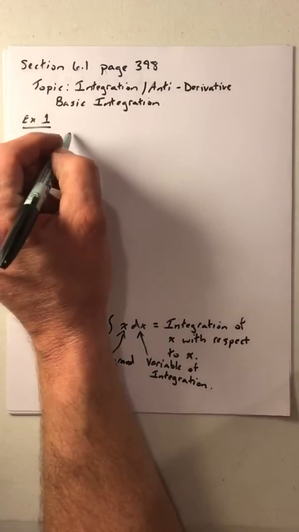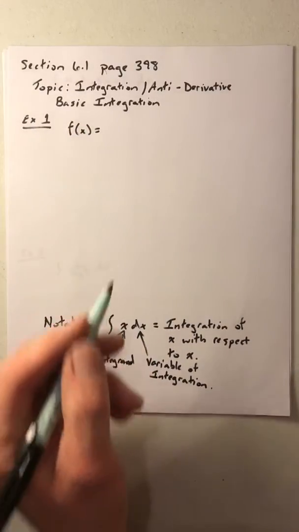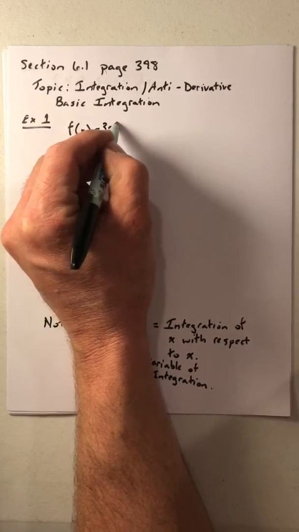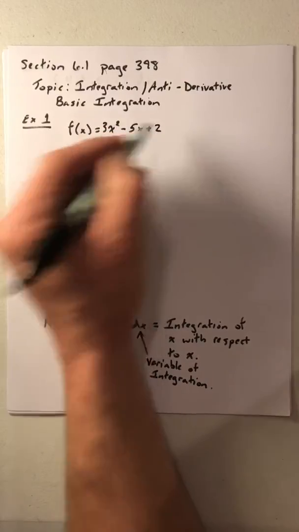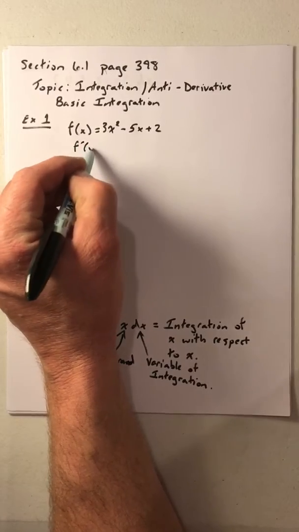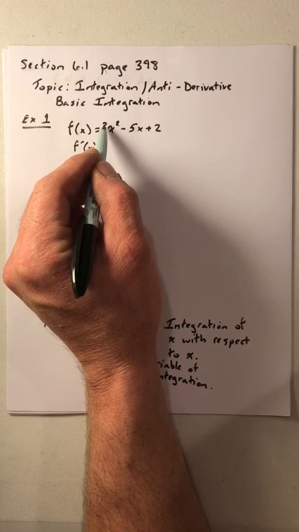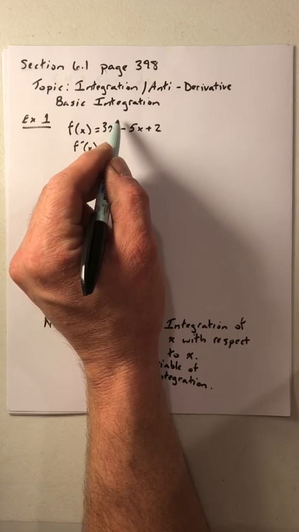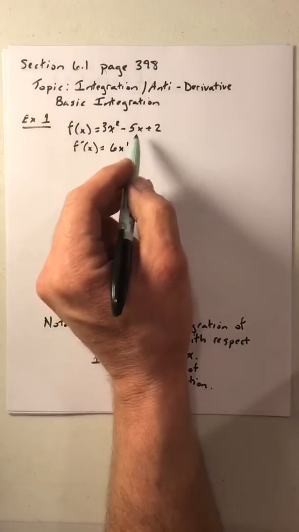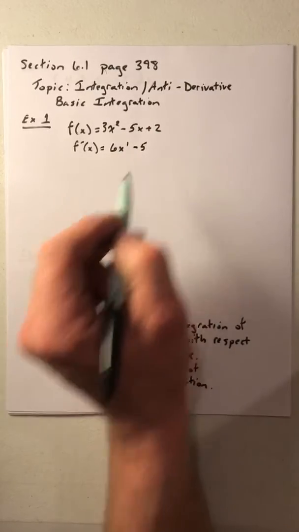Before we begin, I'm going to go ahead and review what it meant to take the derivative. If I take f of x as our original function and set it equal to, say, 3x squared minus 5x plus 2, and I ask you to find the derivative, then f prime of x equals: we took the exponent, multiplied it by the coefficient, and decreased the exponent by 1. So we ended up with 6x to the first. The derivative of negative 5x gave us negative 5, and the derivative of 2 gave us 0.